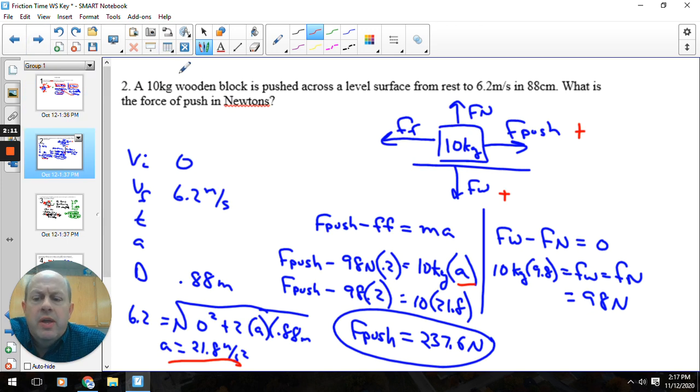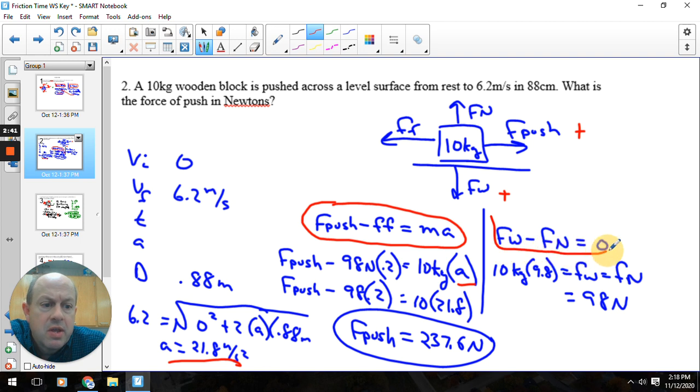Problem number 2, we had a wooden block pushed across the level surface from rest to 6.2 meters per second in 88 centimeters. So what's the force push in newtons? So we're pushing this block, and it's getting faster as we push it with this constant force. So, force diagram, I chose positive, and just to shake it up, down as positive as well. So my two formulas that I made would be F equals MA here and F equals MA here. So weight positive minus normal force equals MA or 0. Well, we're not even moving up and down, so 0. And then on this one here, we got push positive minus friction negative, equals MA or 0.